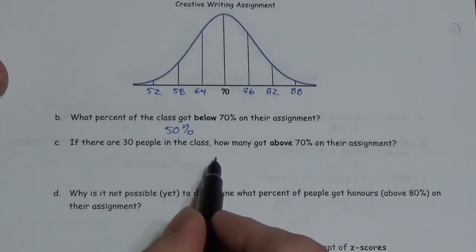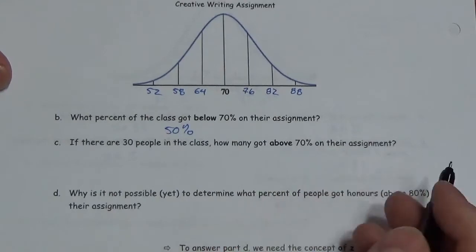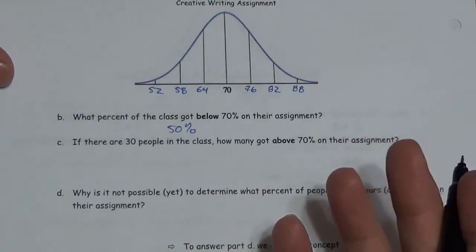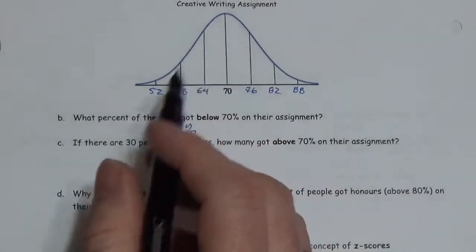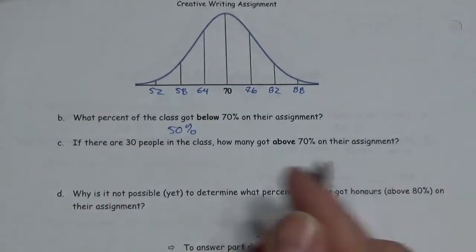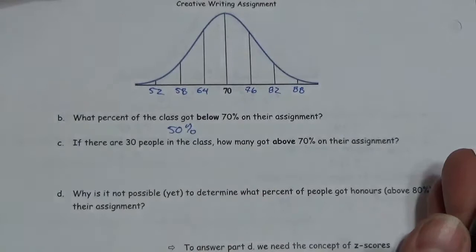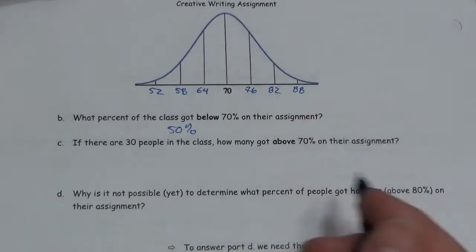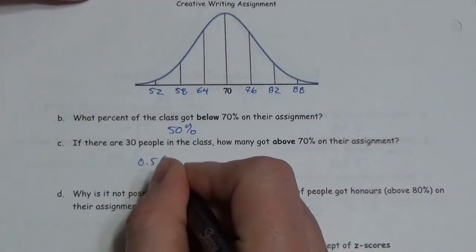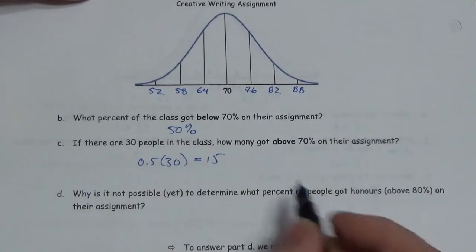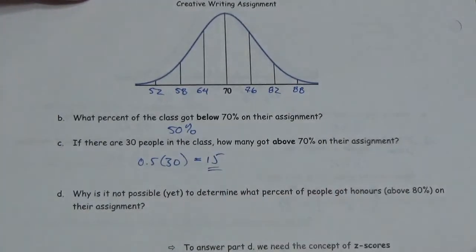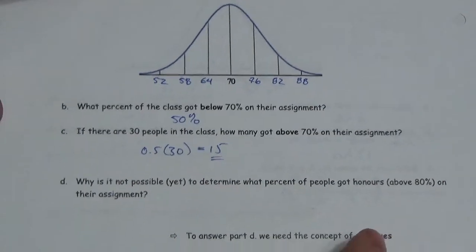If there are 30 people in the classroom, how many people got above 70%? Well, again, 30 people is probably not enough for this to be a normal distribution, but assuming that it is, half of the people got above 70, so that's 0.5 of that population. Well, we know that's going to be 15. So 15 students would have gotten above 70%.